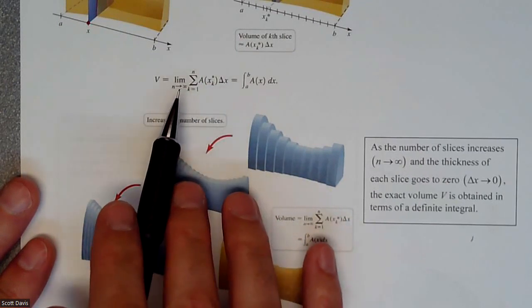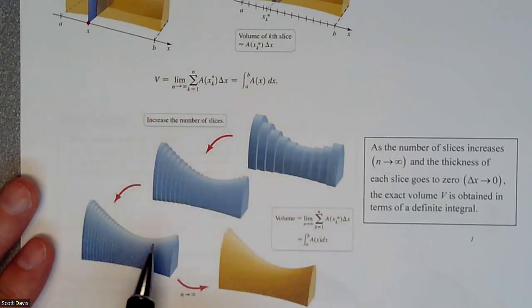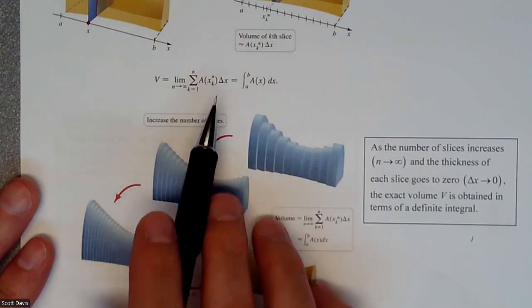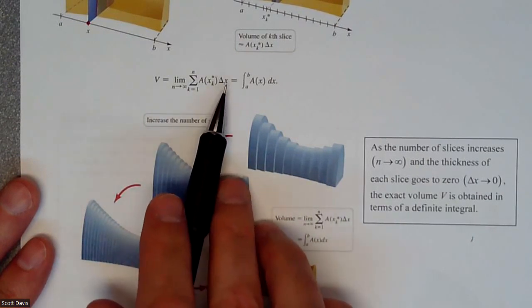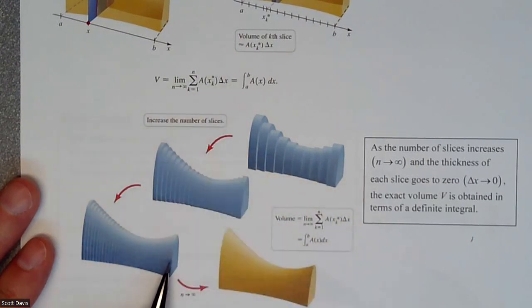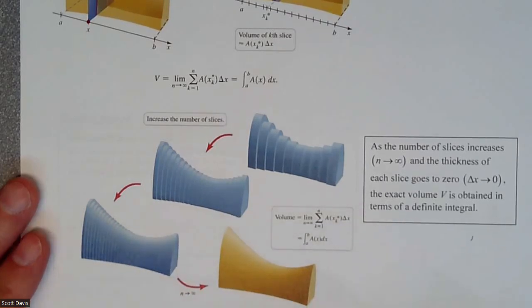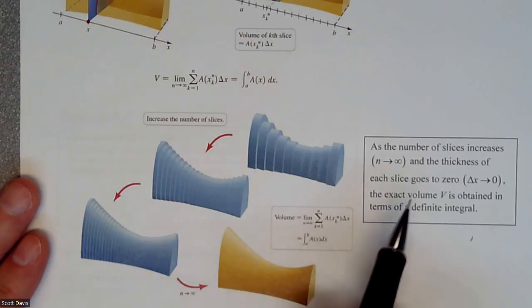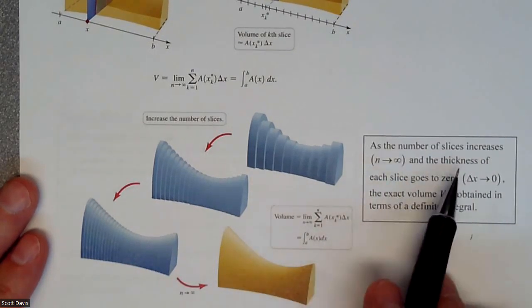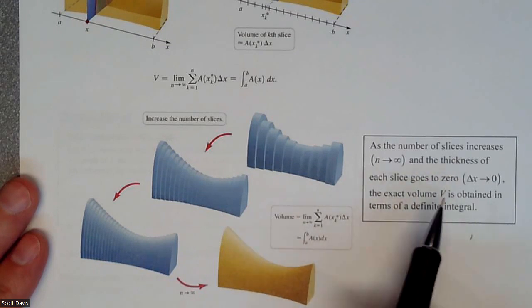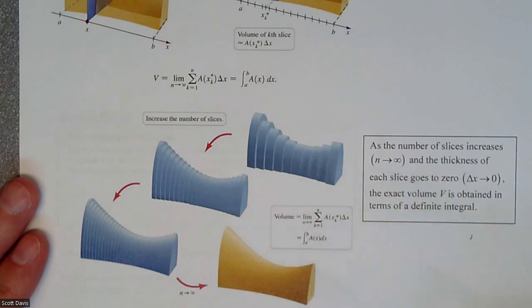This limit is we're going to have an infinite amount of slices. But what happens is your width, which is your delta x, ends up being infinitely small. So an infinite amount of slices with an infinitely narrow slice. So all that basically becomes is an integral. As the number of slices increases, the thickness of each slice goes to 0. And so our volume obtained is going to become a definite integral.